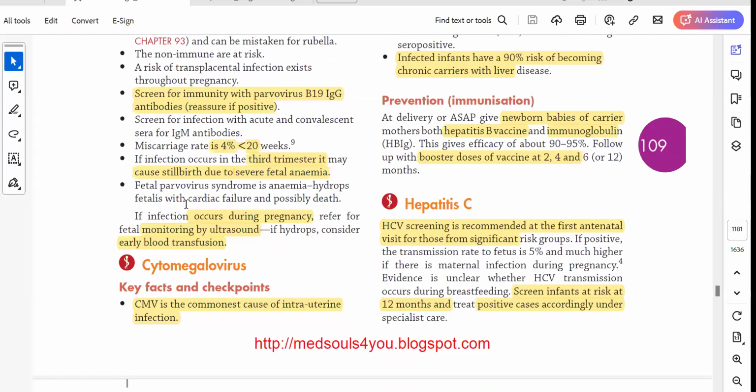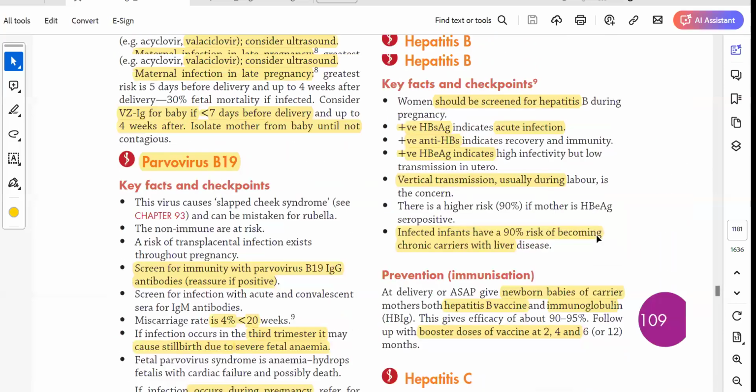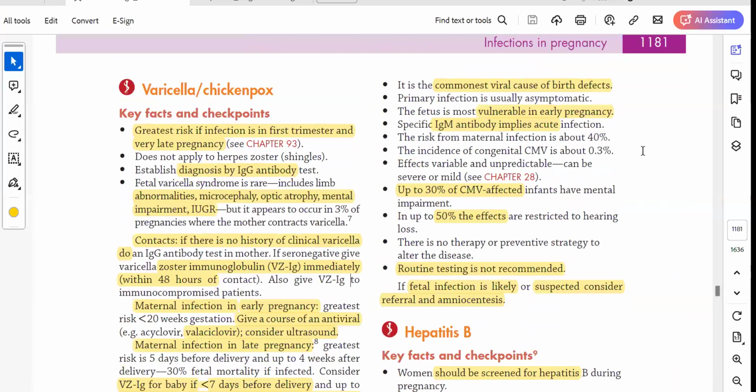The question can ask you sometimes, what is the most common cause of intrauterine infection? The commonest cause of intrauterine infection is cytomegalovirus. And it is the commonest viral cause of birth defect also. So most of the time, CMV infection is totally asymptomatic. The fetus is most vulnerable in early pregnancy.